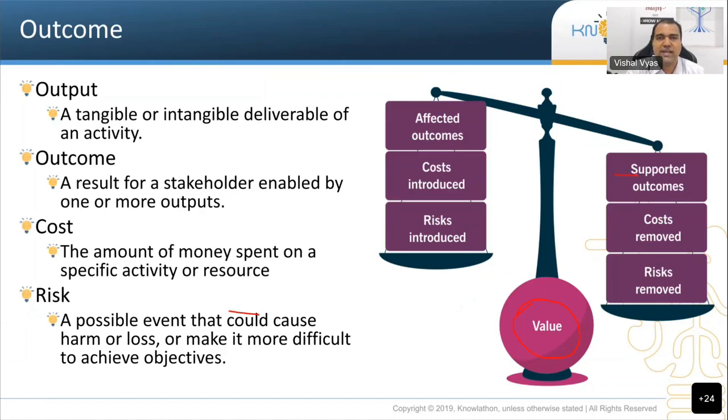What is the outcome you are looking at? Look neat, clean, and presentable. Okay. The cost should be removed. The cost of buying a washing machine is 15,000 rupees and maintaining it in a month is 5,000 rupees every month. That cost should be removed.